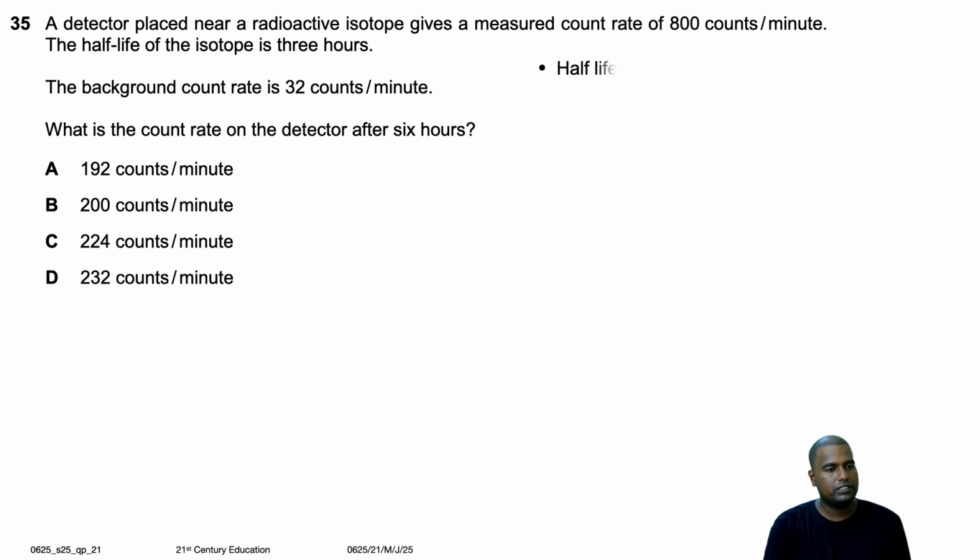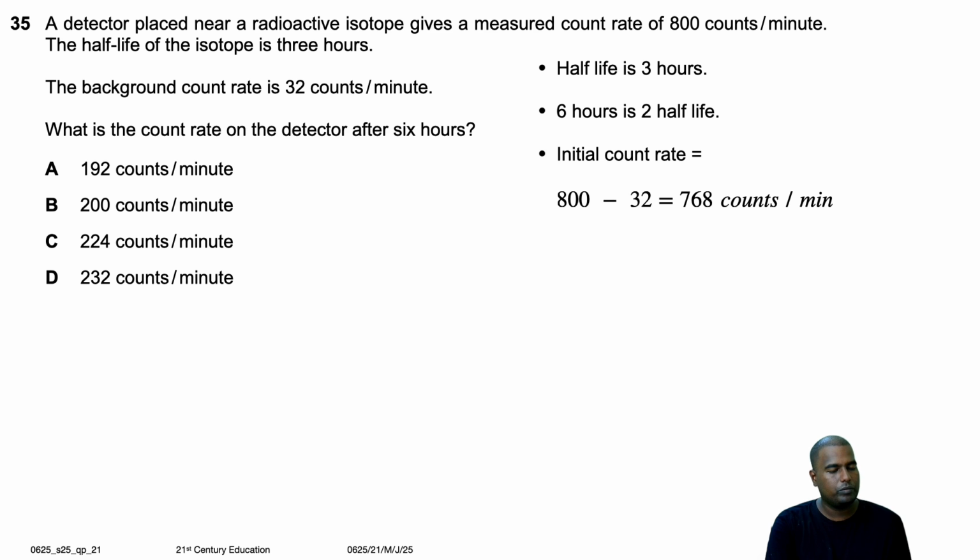Okay, we know the half-life is 3 hours. So 6 hours means 2 half-lives. Let's check the initial count rate. It is 800 minus background radiation, so it's 768 counts per minute. From 768, one half-life means it should be halved. So 768 divided by 2, which is 384. Another half-life means it should be halved again. So 192.